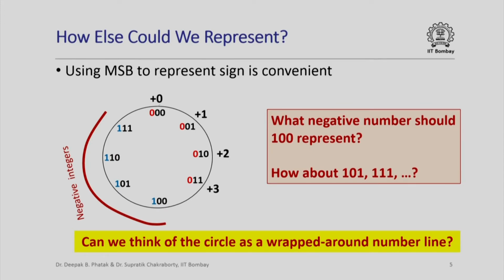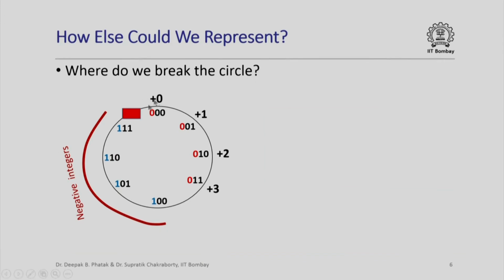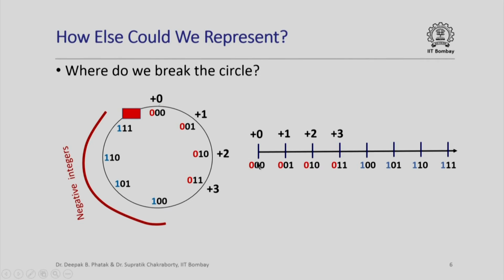In order to break up a circle into a number line, we have to figure out where to break this circle. There are 2 logical points to break, where the MSB is changing. This is one point where I am going from 1 to 0, and this is the other point where I am going from 0 to 1. Now if I broke the circle at this point, then I would get a number line which starts like this: 0, 1, 2, 3, and then there are 4 numbers which, if I assume the MSB to be representing the sign, should be negative numbers. So my number line would now look like this, right? I have broken the circle here, so I get 0, 1, 2, 3, and then I get these numbers with the blue MSB.